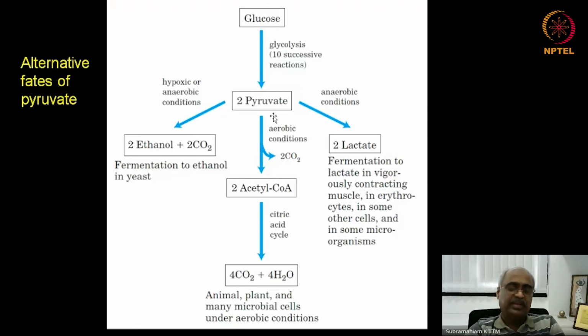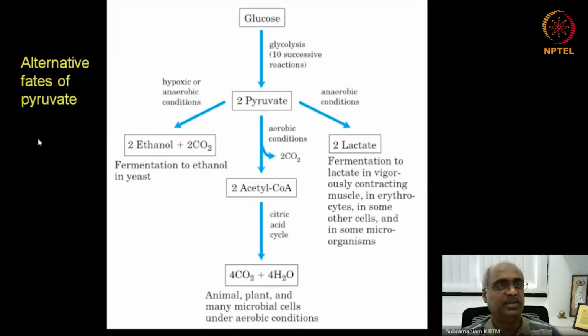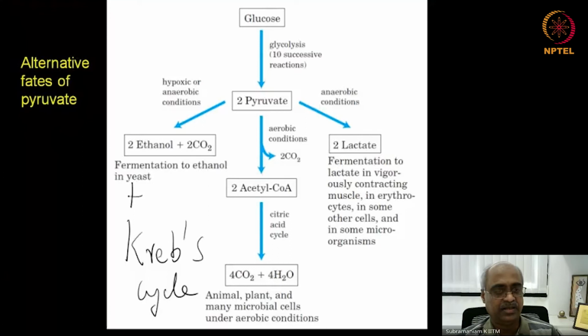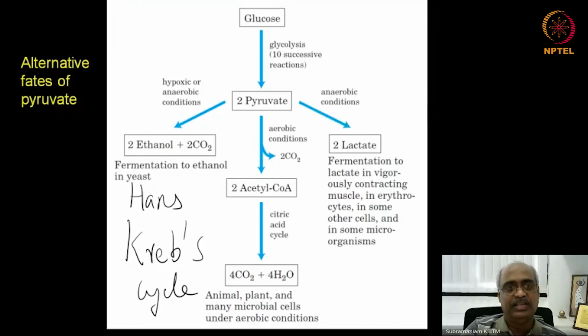So this happens when oxygen is plentiful, that is, aerobic conditions, during which pyruvate gets converted to acetyl-CoA, which enters a cyclical biochemical pathway called the citric acid cycle, because one of the intermediates of the pathway is citric acid. Citric acid has 3 carboxyl groups, and therefore it is also called the tricarboxylic acid cycle. Or in honor of the scientist who discovered this pathway, it is called the Krebs cycle. Okay, Krebs cycle. So Hans Krebs is the scientist who discovered this pathway. So our next goal will be that. We will learn about the TCA cycle.